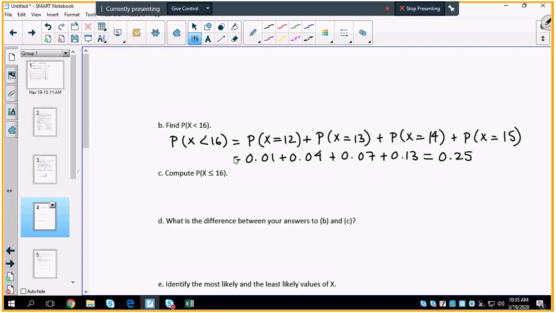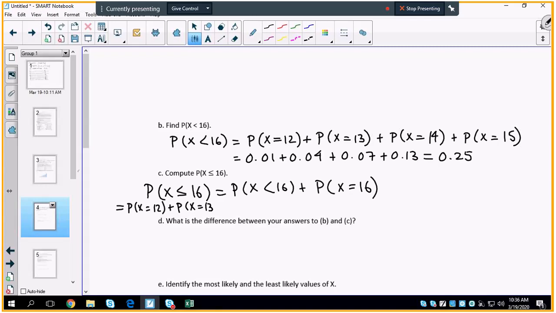What if I'm trying to compute the probability of x less than or equal to 16? This time, not only will I have everything that I had in the last problem, on top of that, I will have the probability of x equal to 16. So this is the probability x less than or equal to 16, which is the probability of x less than 16 plus the probability of x equal to 16. Or if you want, you can write this as the probability of x equal to 12 plus the probability of x equal to 13 plus the probability of x equal to 14 plus the probability of x equal to 15 plus the probability of x equal to 16.